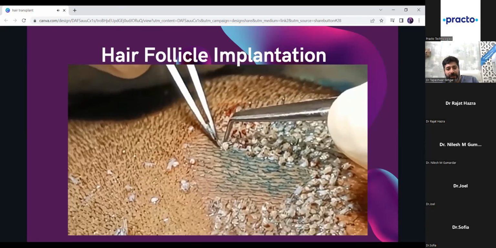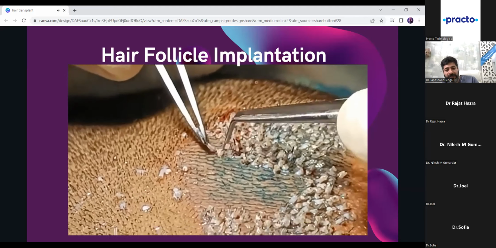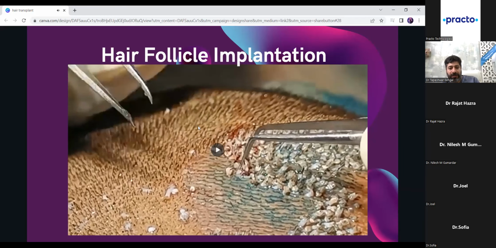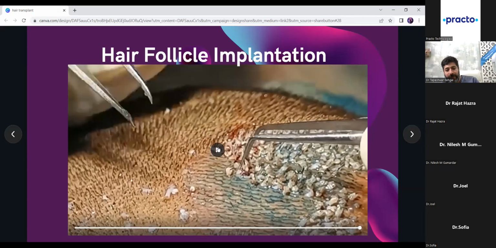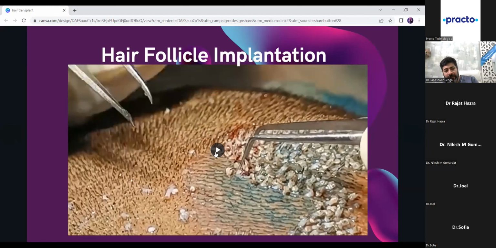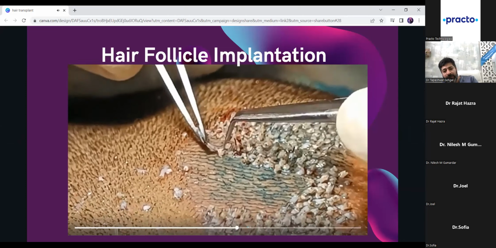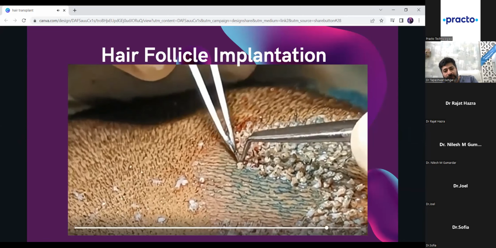This is how we implant. We have made the slits. In the front we make slits with a needle only, maybe a 16 gauge needle, and at the back we make slits with a number 11 knife. Here you can see the slits are a little bigger, and the hair follicles are with 2 or 3 hairs.